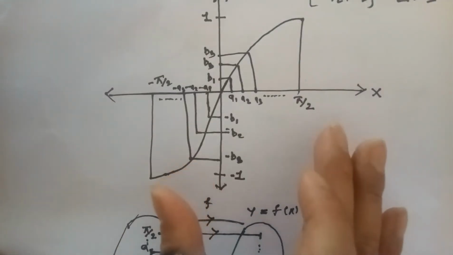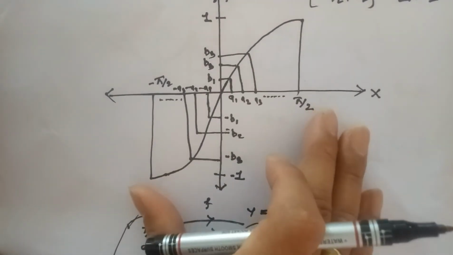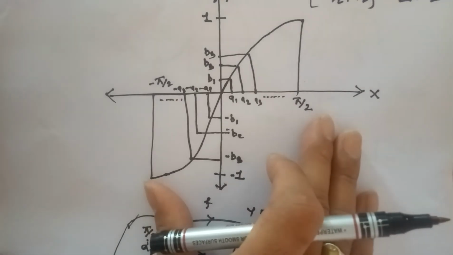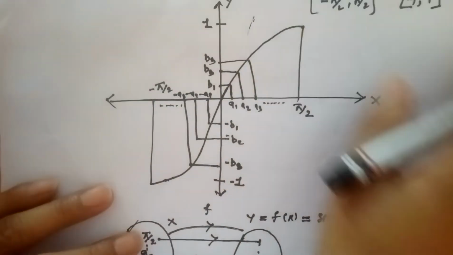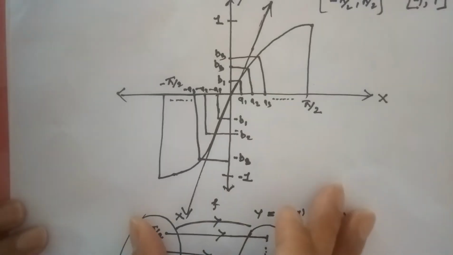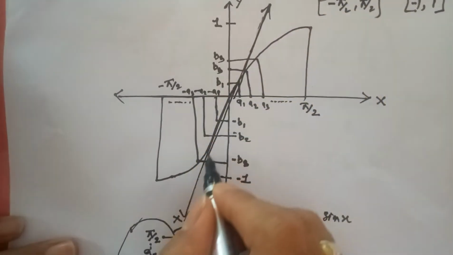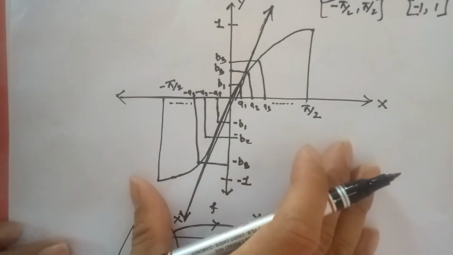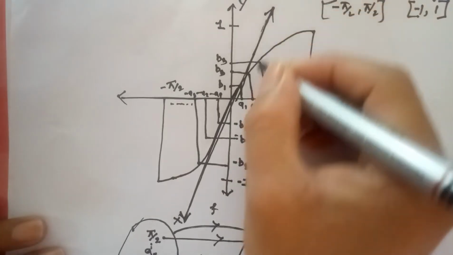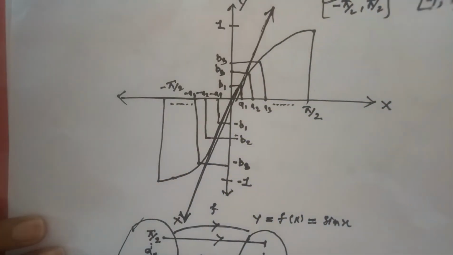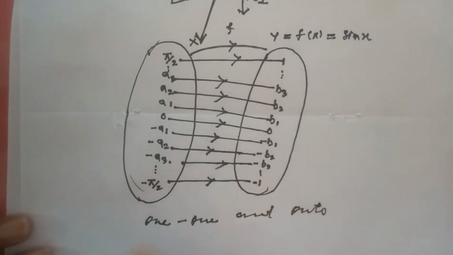So now we see how we draw the inverse graph. How do we draw the inverse graph? We make a mirror image. If you put the mirror like this here, then you get the inverse graph. Or simply we interchange their coordinates.